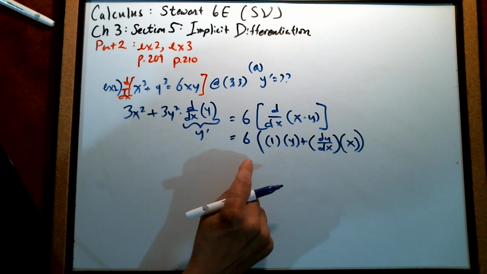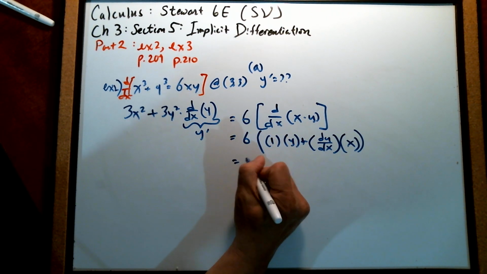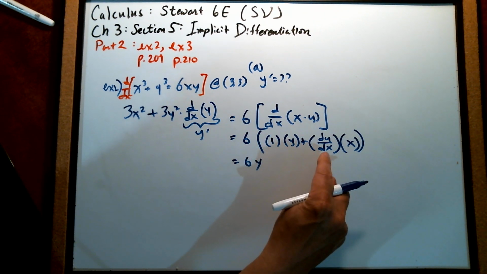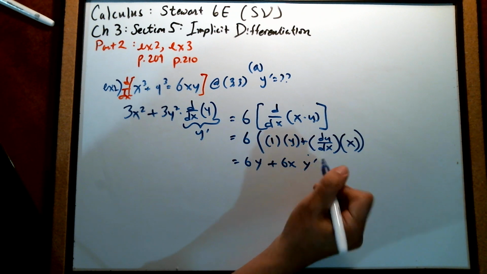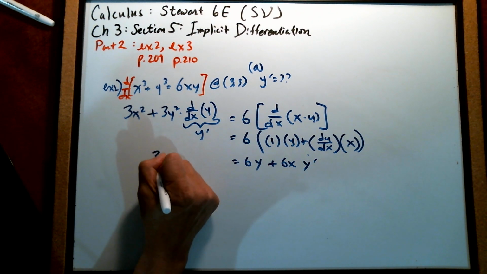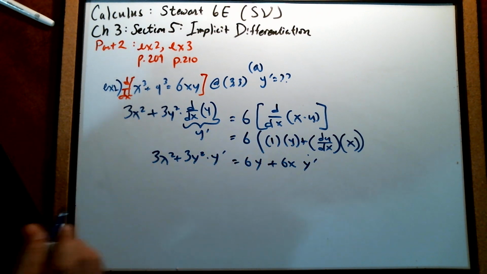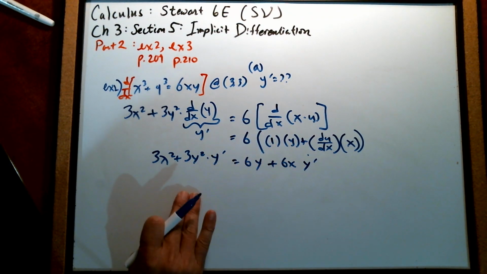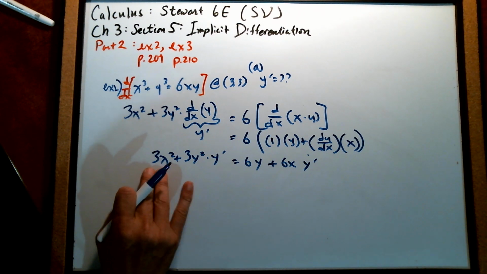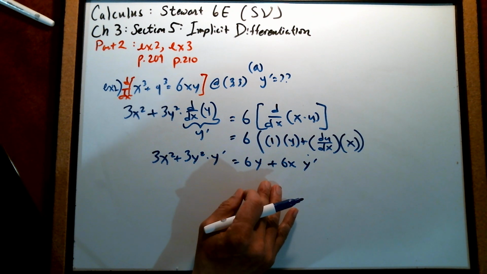We're going to distribute that out and clean it up as you go. 6 times the first is going to be 6y. 6 times this is going to be plus 6x times y prime. On the left side, you get 3x squared plus 3y squared times y prime. Notice this term has a y prime. You have to move it to the left side. Notice this term, 3x squared, you have to move it to the right side. I'm going to do it in one shot.